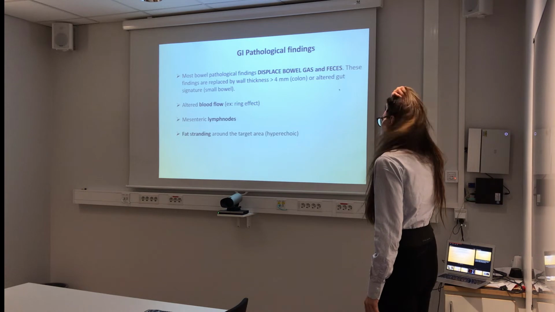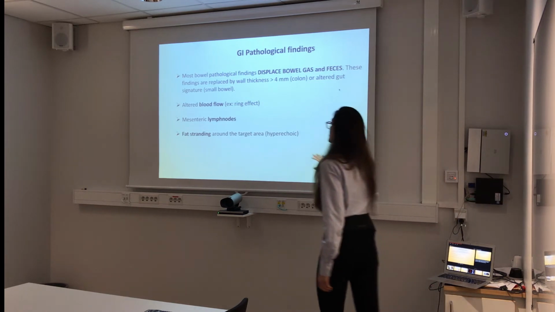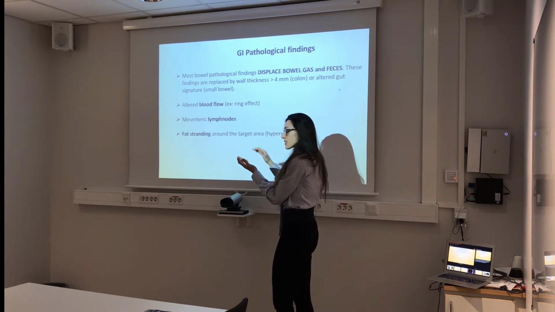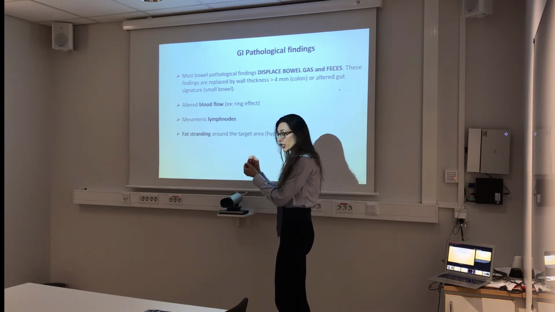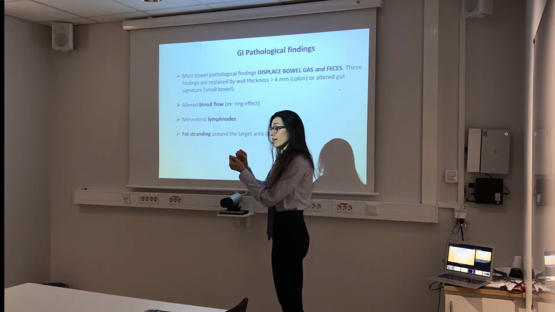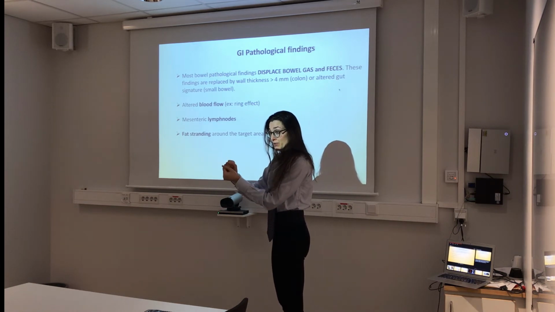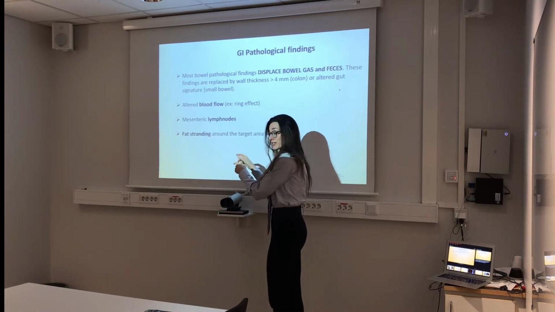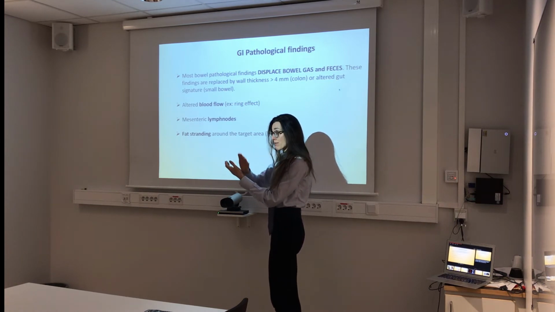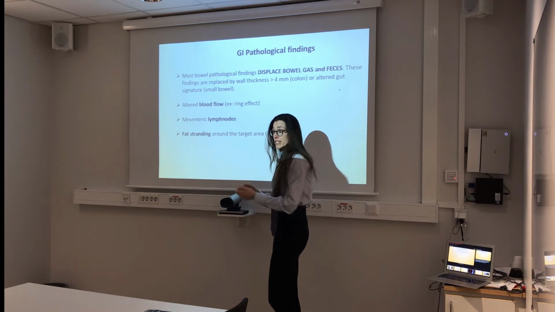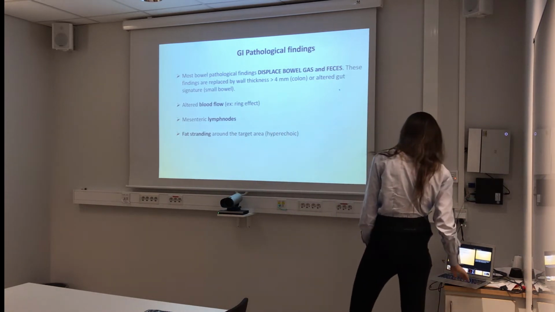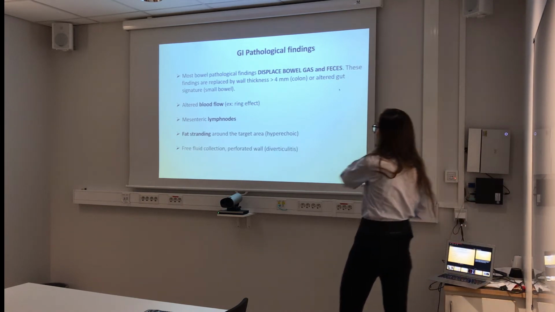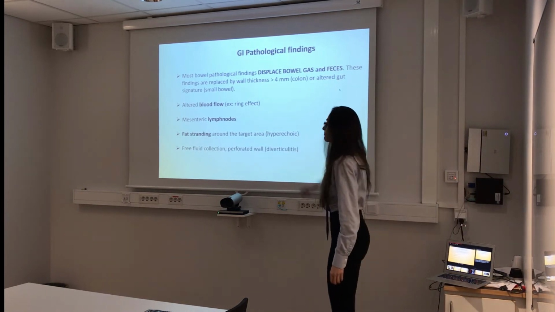Fat stranding around the target area, typical. This is very hyperechoic fat, mesenteric fat that is sitting around the target area. Could be a small bowel, could be a hernia, could be appendicitis, for example. Sometimes, as I said, the appendix is normal, but you can see an abscess and you can see fat stranding. So it's very hyperechoic and it's sitting around the inflamed area. Okay, fat stranding. This is another pathological finding.